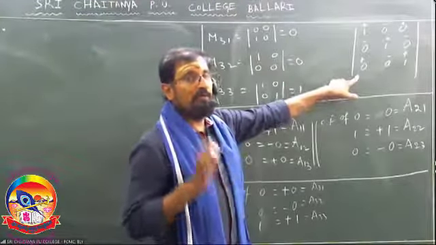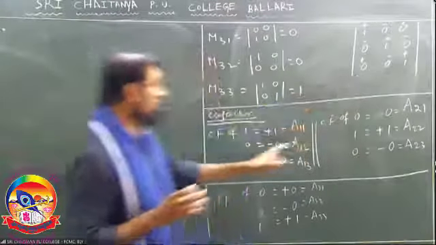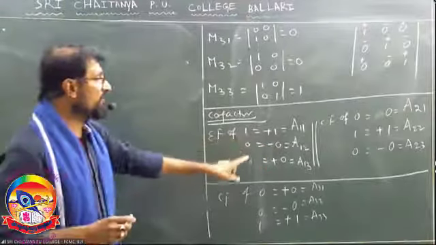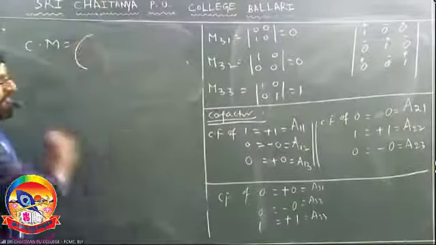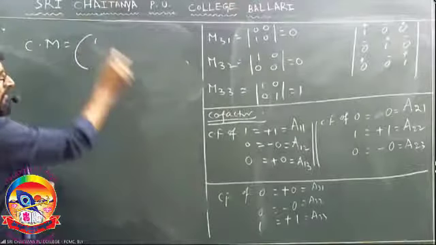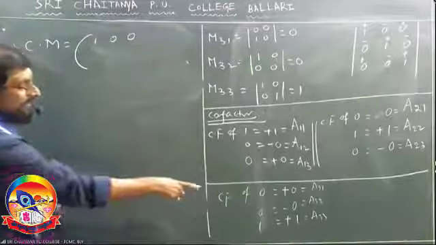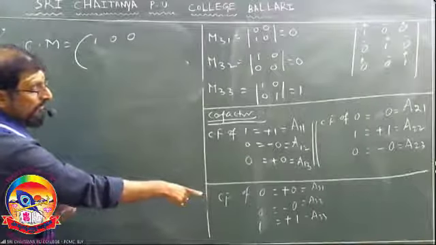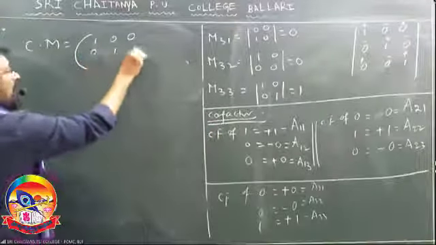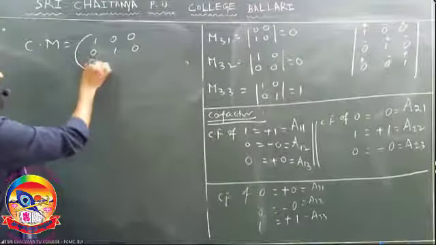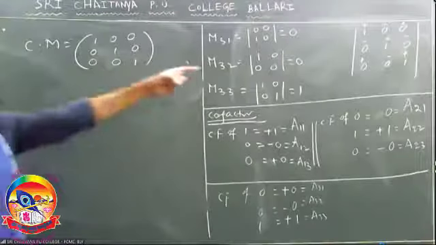What is the cofactor matrix of this matrix? What are the cofactors of 1, 0, 0? You got the cofactor matrix equals, okay, 1 minus 0 is 0 and 0. Second row: 0, 1, 0. And 0, 0, 1. This is the cofactor matrix of that given matrix.